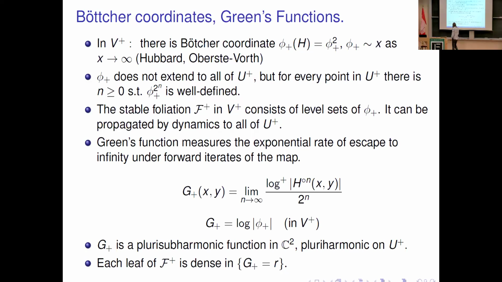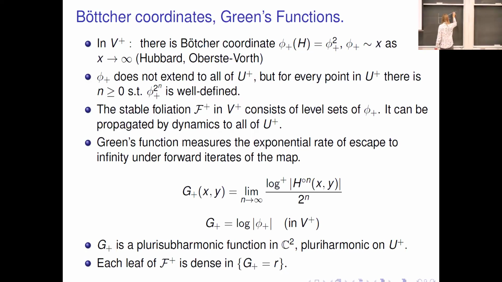And let me draw the picture, and it will be important for me. So this is my dynamical filtration, and I'm looking at the level sets of P plus. P plus is a function from C2 to C, so I can look at the level sets. This function is well defined in P plus. Like the same as for one dimension, you shouldn't expect it to extend, maybe it extends, maybe it doesn't, but a priori it is at infinity. And in this case, infinity is V plus.